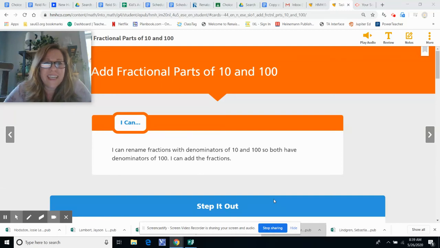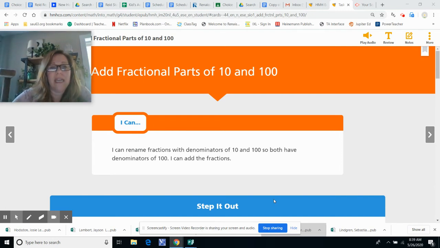Good morning, everyone. So today is our last math lesson in 4th grade, and we're going to wrap up our fractions unit, our adding and subtracting fractions, with add fractional parts of 10 and 100.